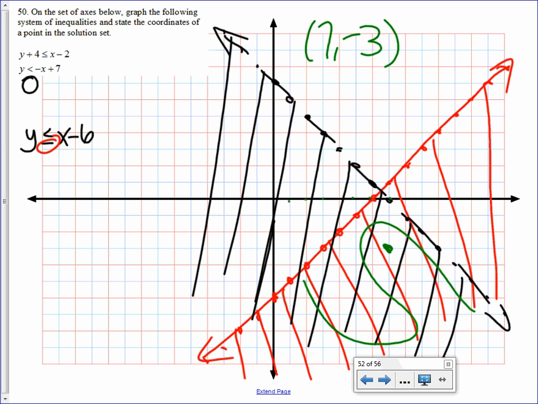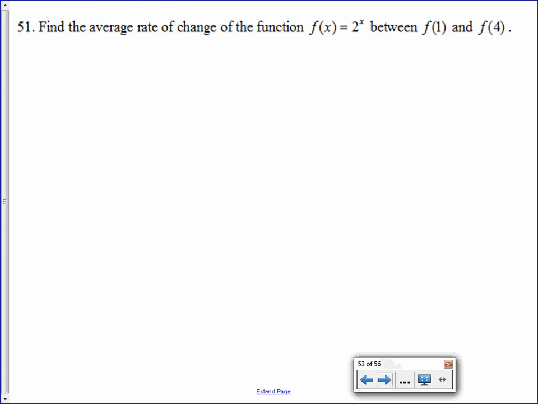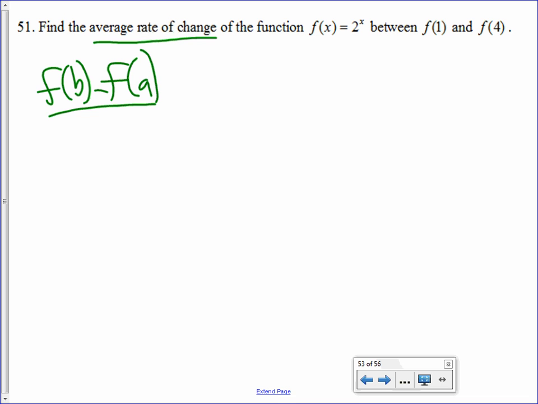Practice these. You watching me go over one is not going to do anything for you. Average rate of change. We have a song for that. I think it's my favorite algebra song actually. F of B minus F of A over B minus A.